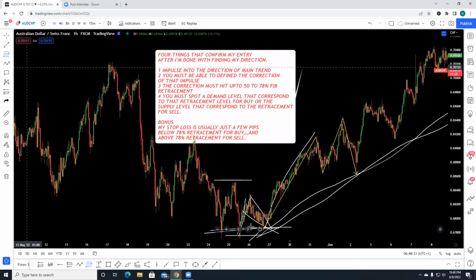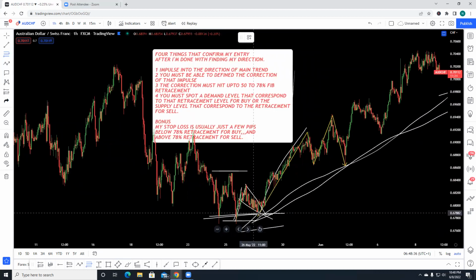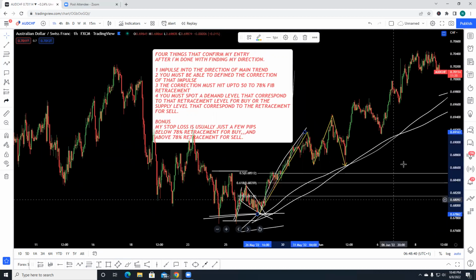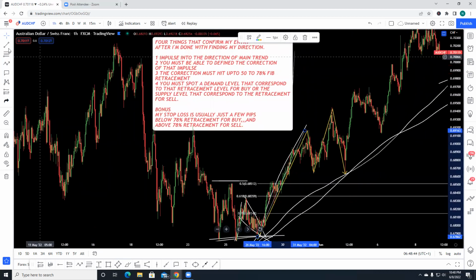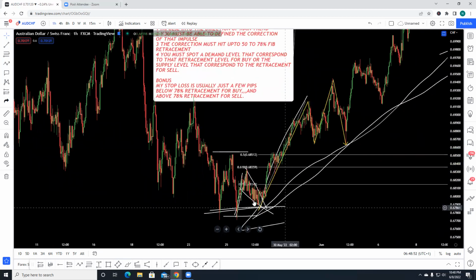Okay, so sorry guys, from here to here, that's the impulse. Okay, then where is 50 to 61.8, guys? See, there must be impulse in the direction of the main trend. This is the impulse. Okay, from here to this level is the impulse.